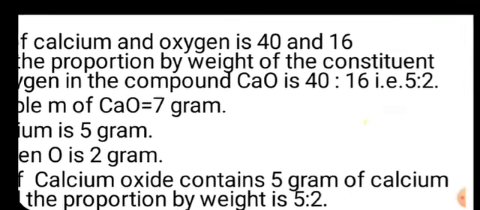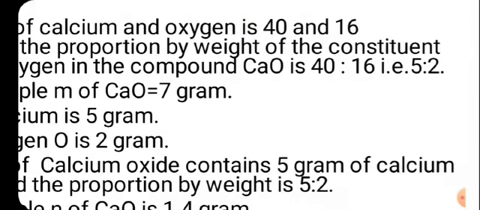How has it been calculated? The numbers 40 and 16 are divisible by the number 8. So 40 divided by 8 is 5 and 16 divided by 8 is 2. So the reduced ratio of 40 is to 16 is 5 is to 2.